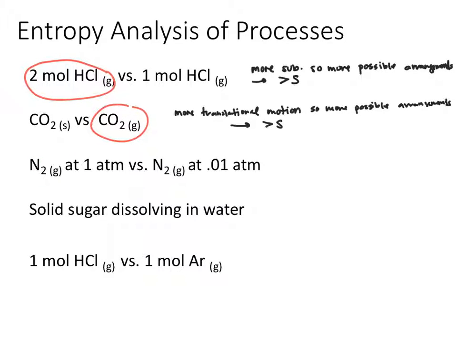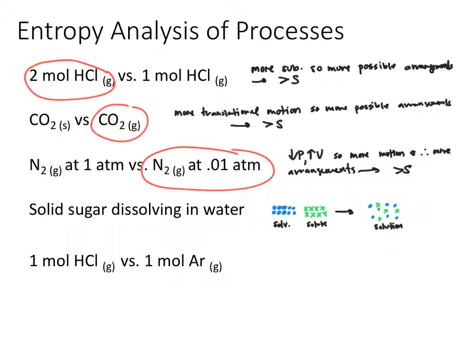We have nitrogen gas at 1 atm versus nitrogen gas at 0.01 atm. Okay, so one gas is at a higher pressure than the other gas. Okay, so higher pressure usually means smaller volume. So higher pressure giving you a smaller volume means less translational motion. Okay, so we know that the gas at the lower pressure is by default going to have more translational motion, more possible arrangements, and of course, more corresponding microstates. So the entropy of the lower pressure nitrogen gas is going to be higher.